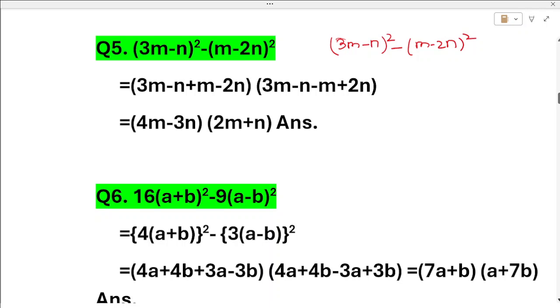Let us start here. 3m minus n, this term minus this term, so minus of this term will be minus m plus 2n because we are subtracting. Now adding 3m minus n plus m minus 2n.